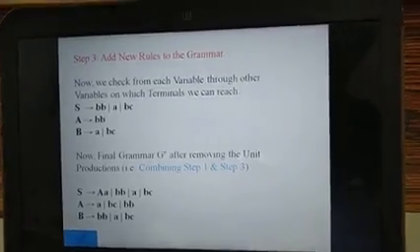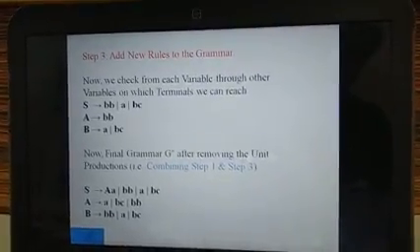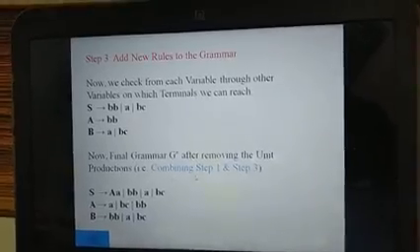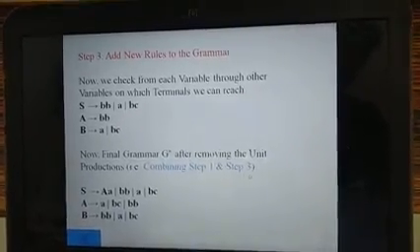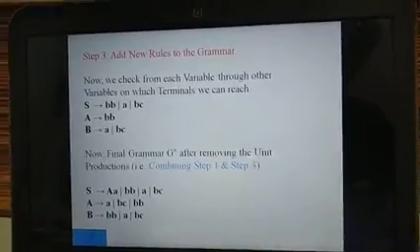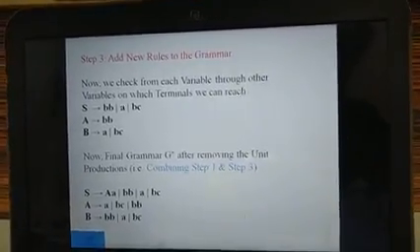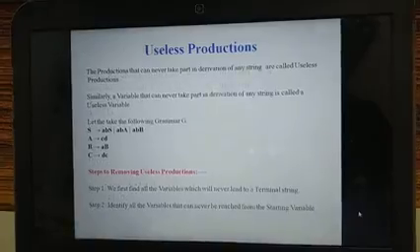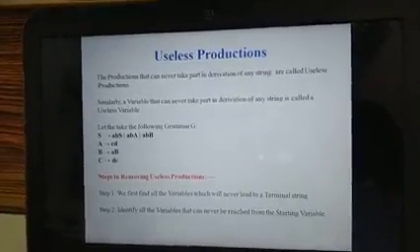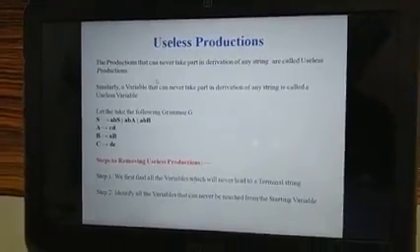Now, the final grammar G double dash after removing the unit productions, that is by combining step 1 and step 3, we get this grammar. Right? Now, we will see how the unit production is there and how we can remove the unit productions.